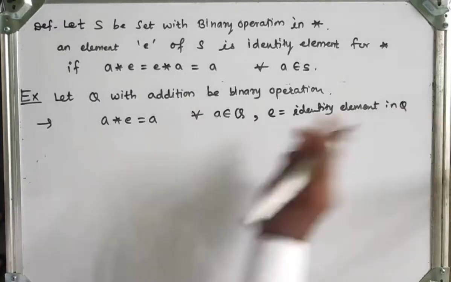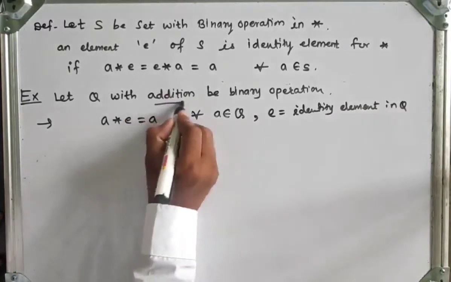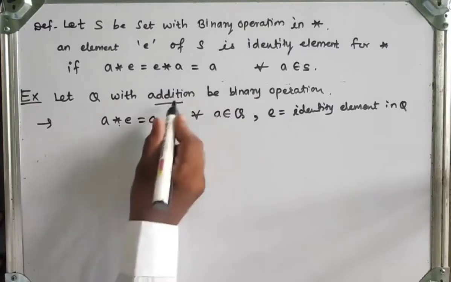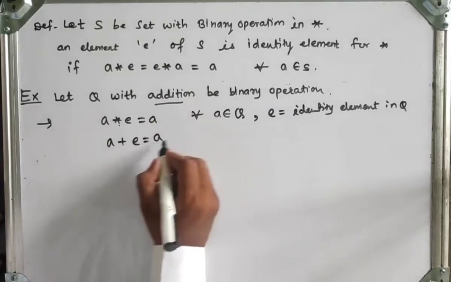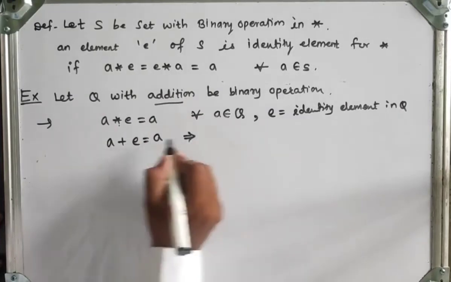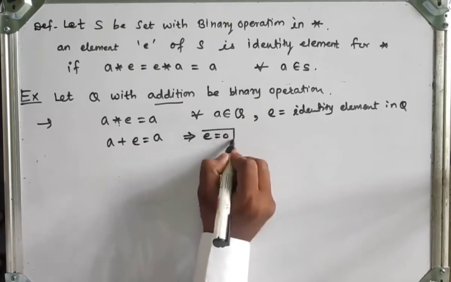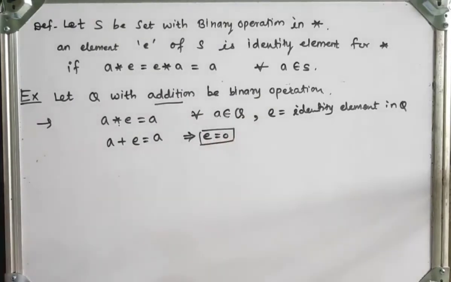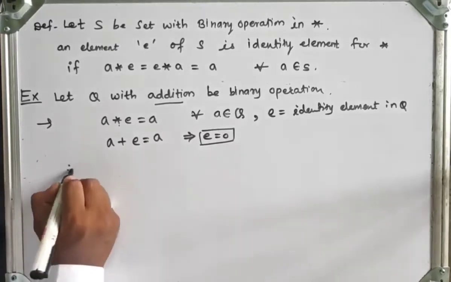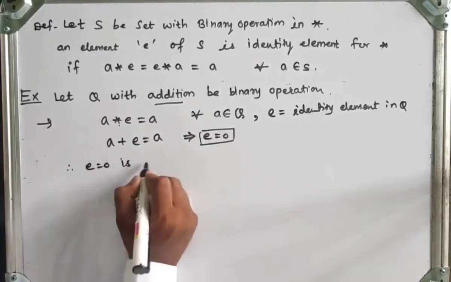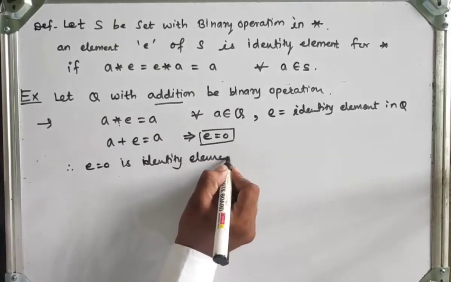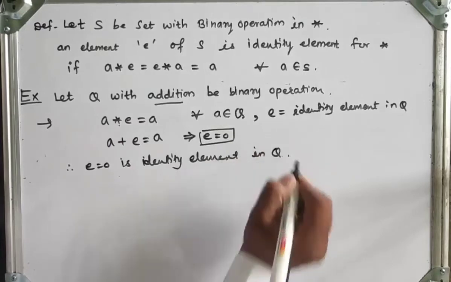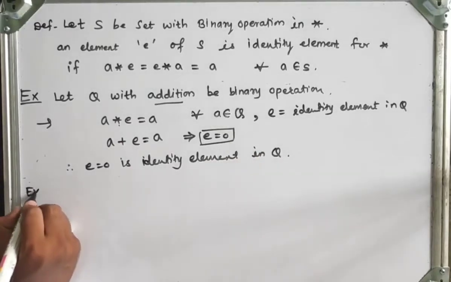in Q. Then what is here, the operation is addition. So we will replace star by addition. So A plus E is equal to A. So we will get by cancellation law E is equal to 0 is the identity element in the set of rational numbers. Therefore E is equal to 0 is the identity element in Q.